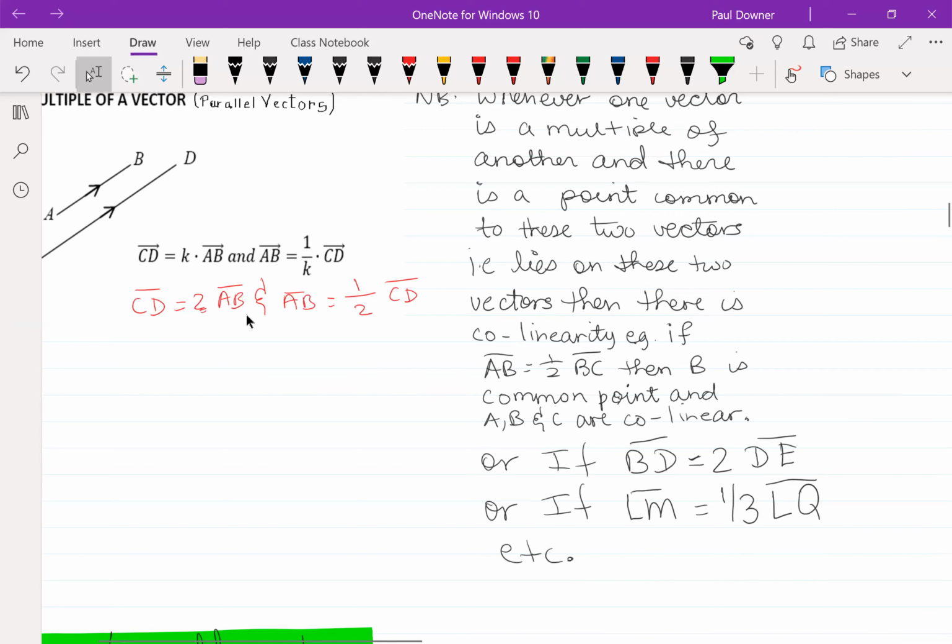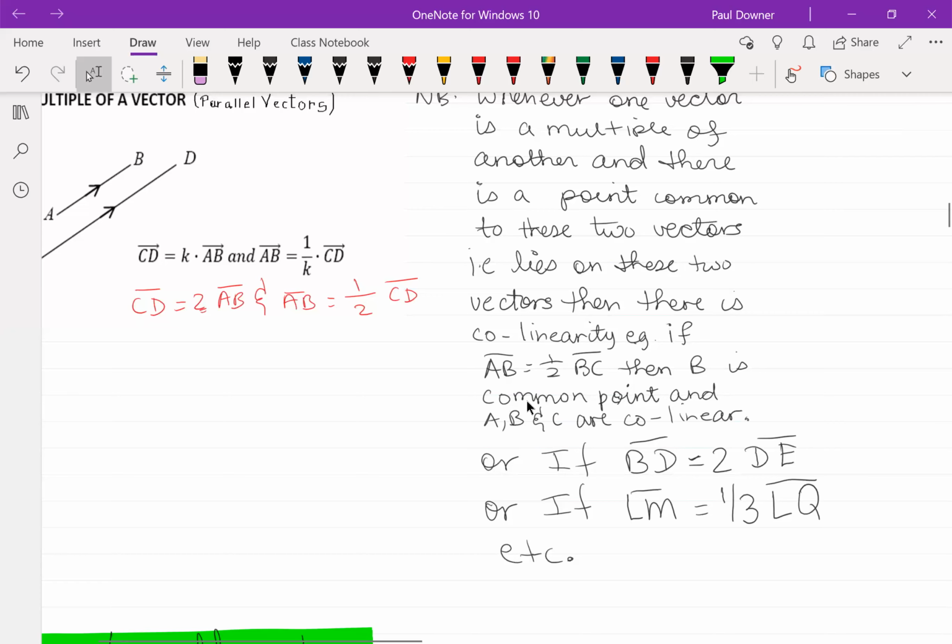Across here, there's no common letter. C, D, A, B, no common. A, B, C, D, no common. But here, B is on the left and B is on the right. So if you could show that one vector is a multiple of another one, and there's a common letter on both the left and the right-hand sides of the equation, then B is a common point and A, B, and C are collinear, meaning they all lie on the same line.